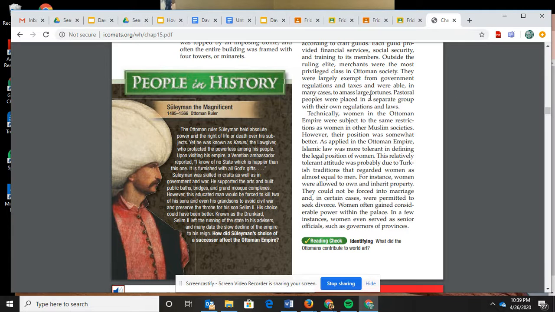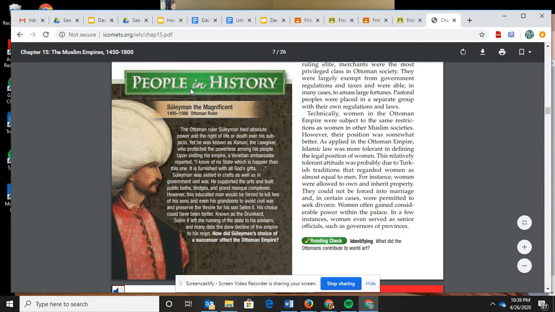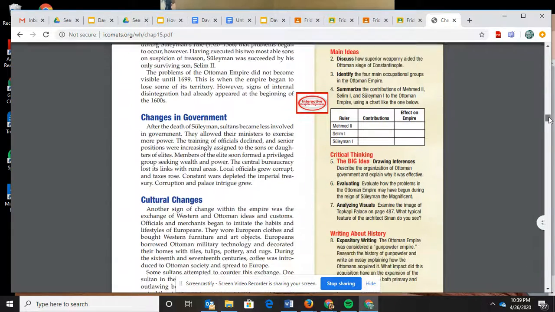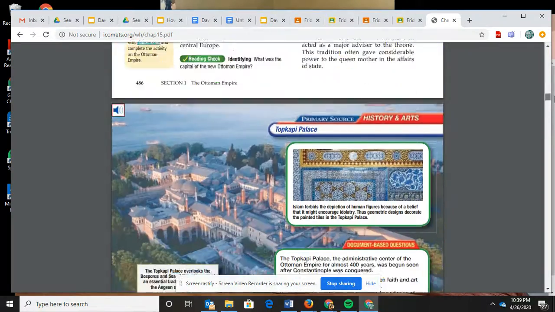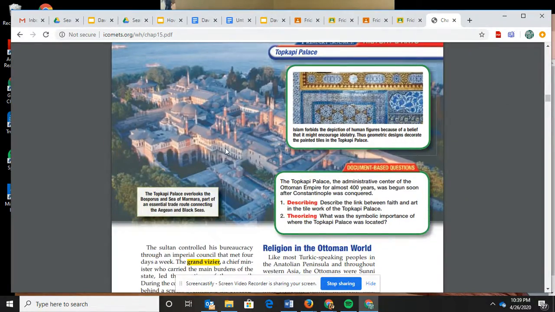Here's a good reading about Suleiman the Magnificent. It's pretty awesome stuff. Another thing, they talk about building mosques here. In Islam, they do art through architecture, so to speak. It says Islam forbids the depiction of human figures because of the belief that it might encourage adultery. Thus, geometric designs of decorative painted tiles in the Topkapi Palace here.